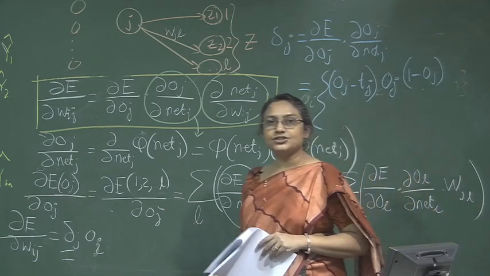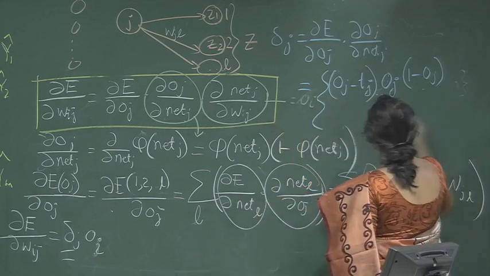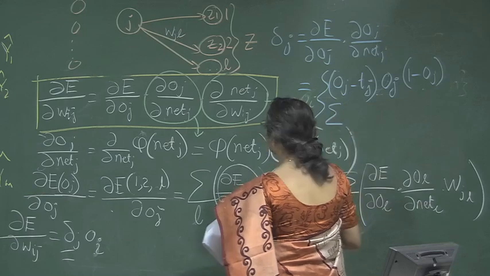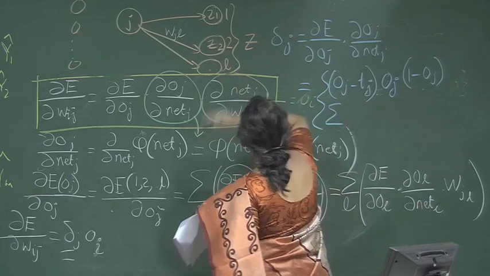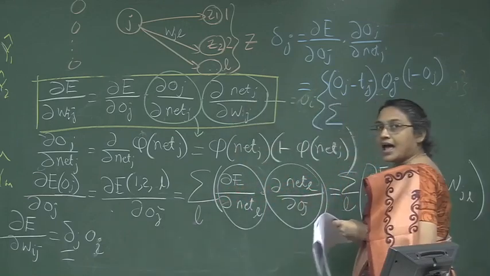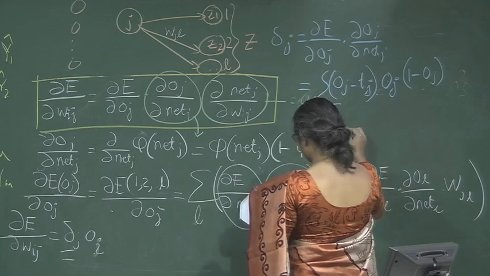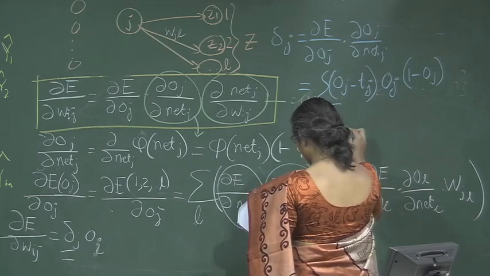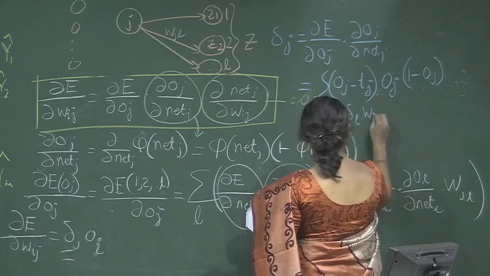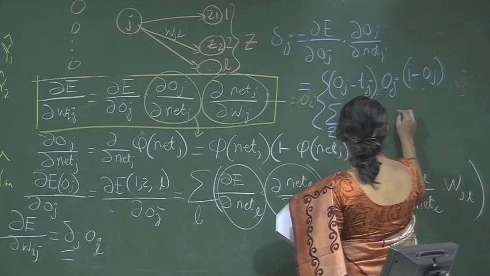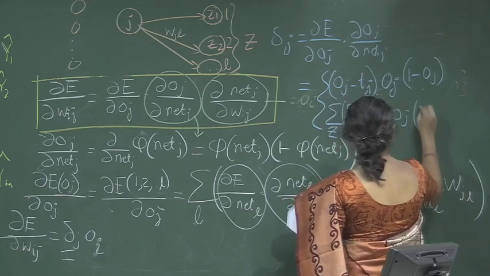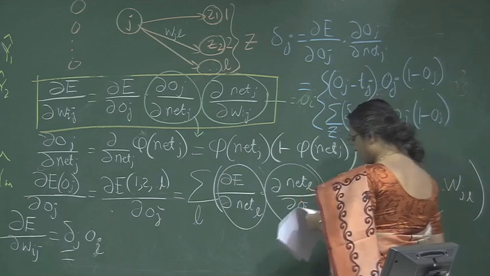This will be if J is an output neuron, and if it is an intermediate neuron, this will be equal to, it will get the outputs from the next layer, get the errors or the delta values from the next layer as we have written here. So, it will be sigma over the set Z delta L Wjl times Oj times 1 minus Oj, if J is an inner neuron.